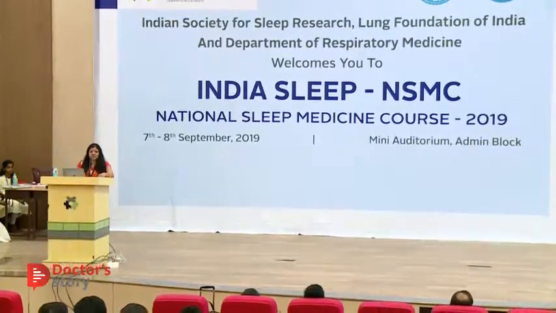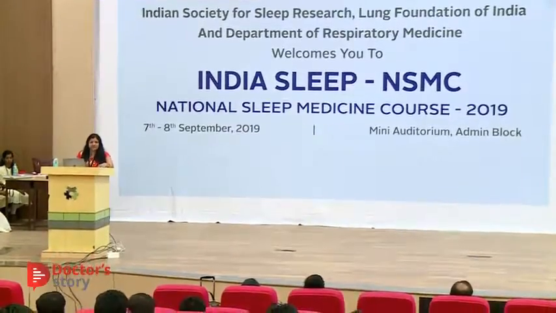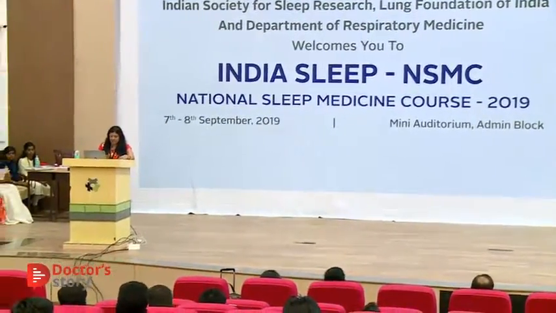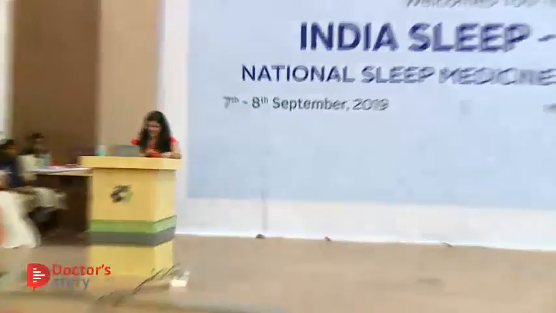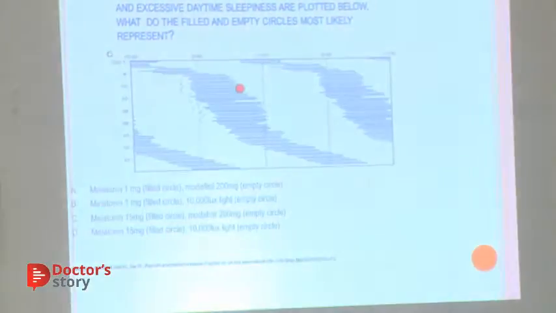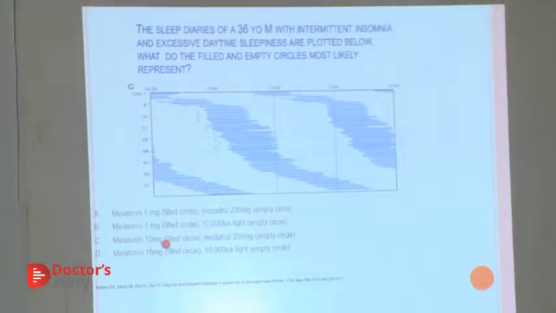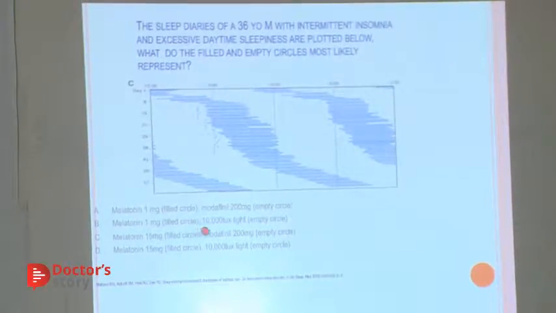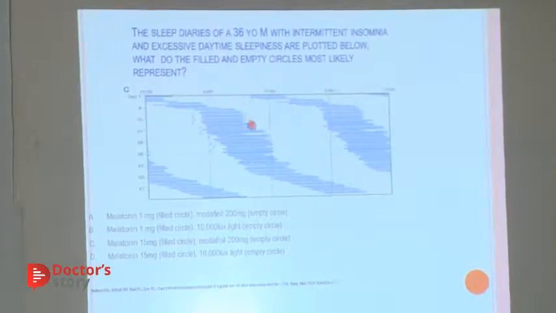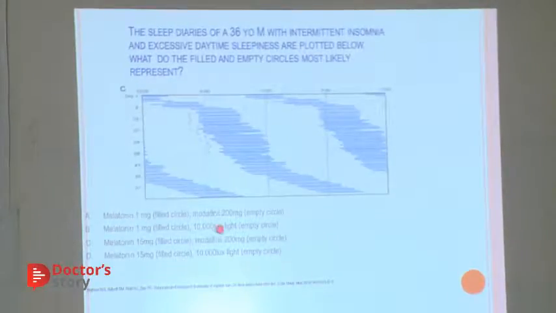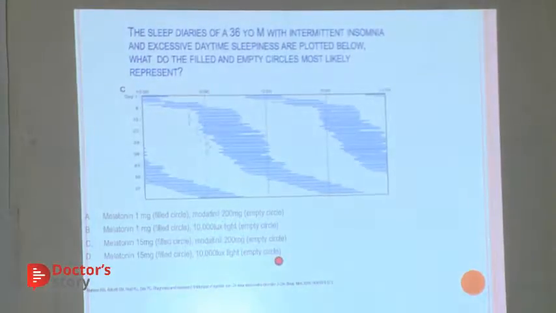Do you know where you see this? The continuation of this question is the sleep diaries we saw here. You see these circles here? What do you think these circles are, and what do you think these black marks are? That's the question here. It says melatonin. Is it melatonin 1 or 15 milligrams? And did you give a stimulant for the patient to wake up early, or did you give light therapy? That's the basic question here.